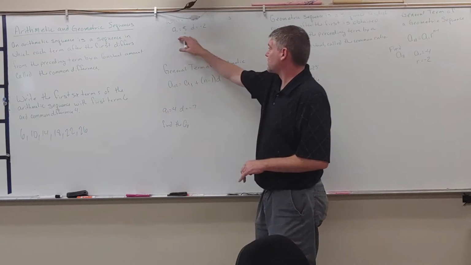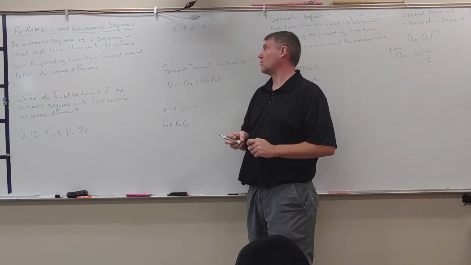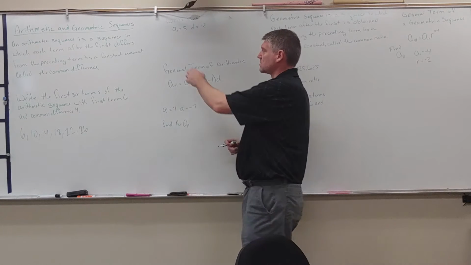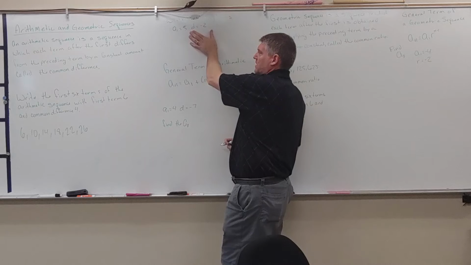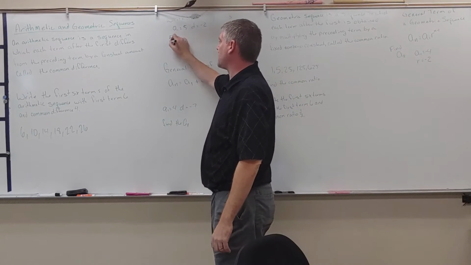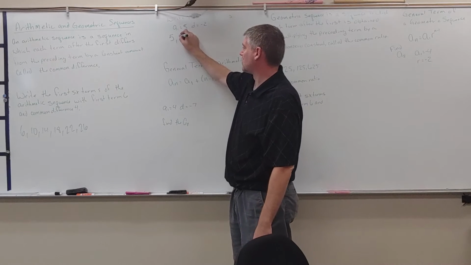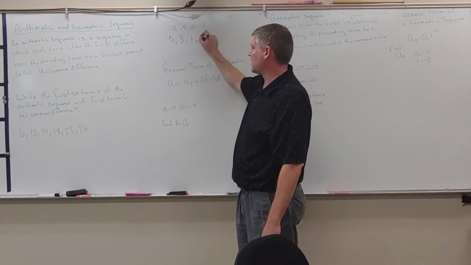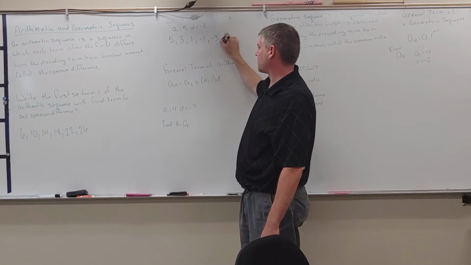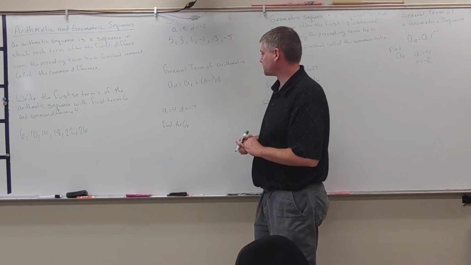So here it gives us a little bit different form. It says write the first 6 terms, where a sub 1 is 5 and my difference is negative 2. So I start with 5. My next one, I'm adding a negative 2 or subtracting 2, so 3, 1, negative 1, negative 3, negative 5.